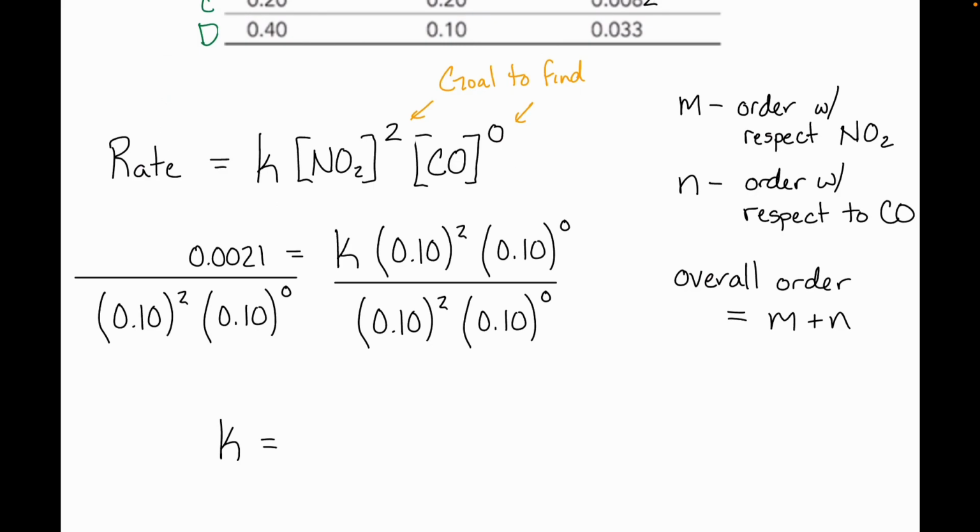So then K is equal to 0.0021 divided by 0.1 squared, or 0.21.